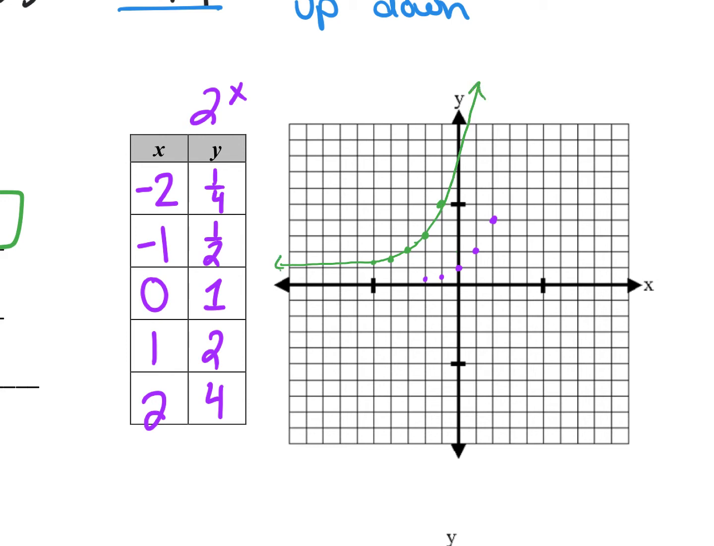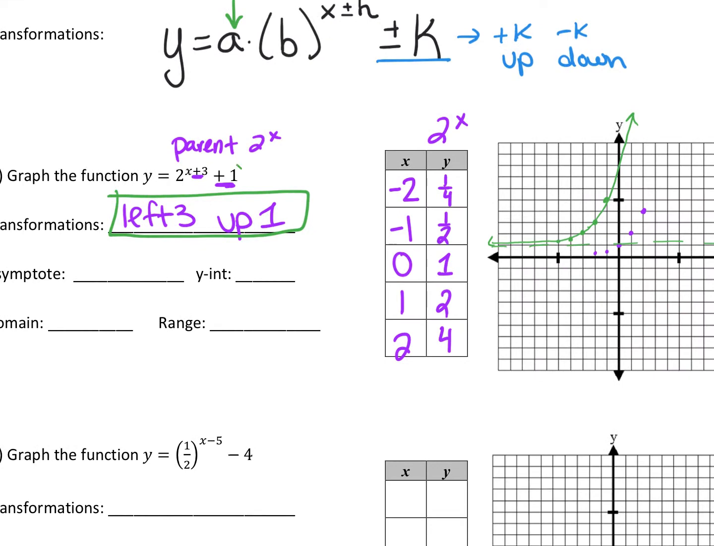Now, as you can see, my graph is not approaching 0. Now my graph is approaching 1, and that's because of this up 1 shift. So I can see since it's approaching 1, I know my asymptote is going to be at 1. And again, that's because of that up 1 shift. That also relates to my range. If my asymptote's at 1, that means my range starts at 1.